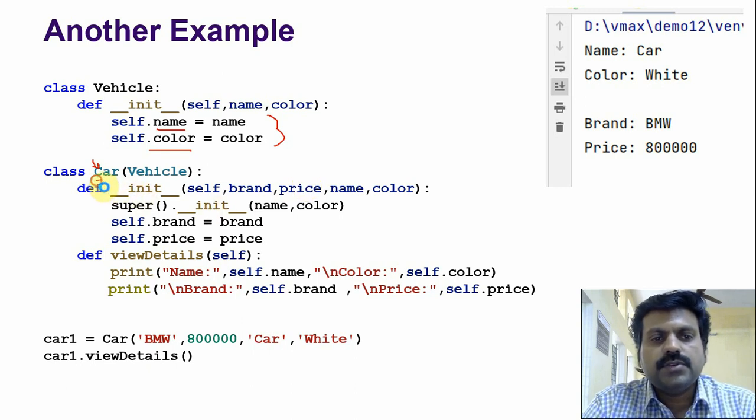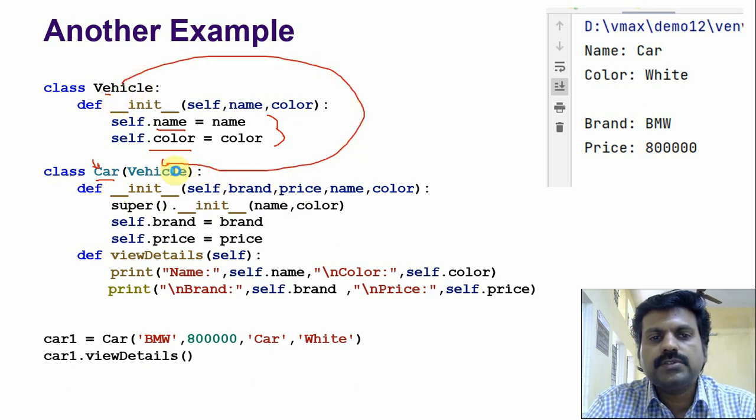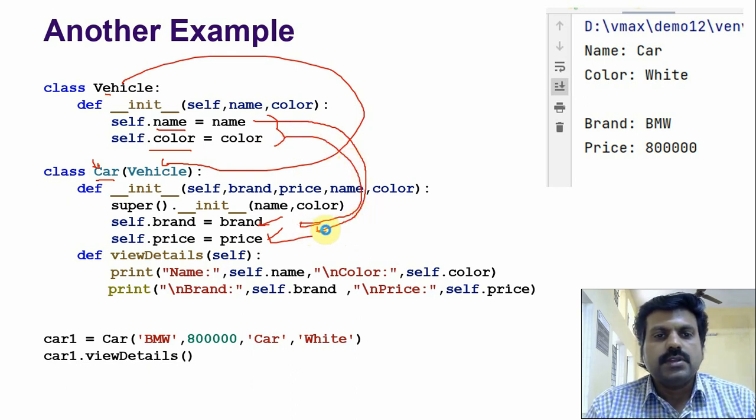So how to do that? You have to use a car class and give the parent class name. The parent class name should come here within brackets. Then you can write the new features. If there is any new data you want to include, you can include it in the car class. For example, brand and price are new data I want to include in the car class. But in the car class I still want to use the name and color data also. So the name I will be inheriting from the vehicle class, and the color I will be inheriting from the vehicle class. Okay. So how to do that?